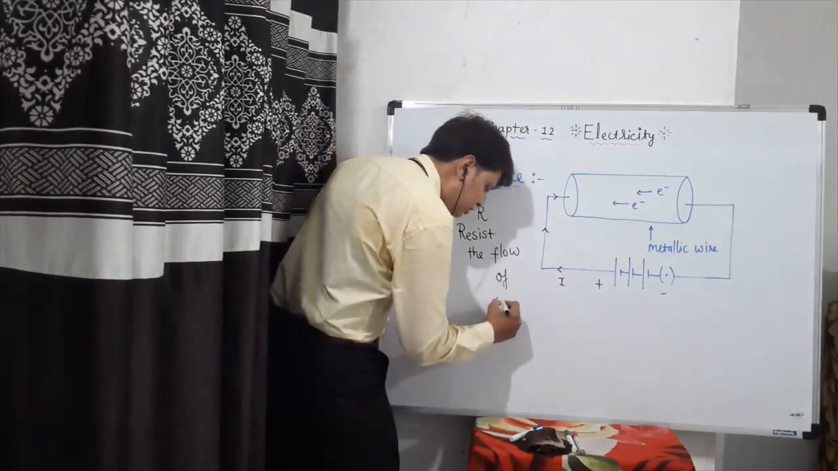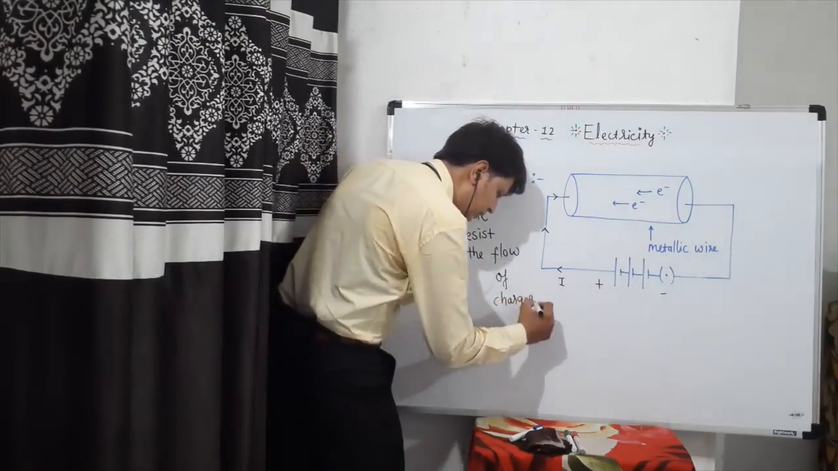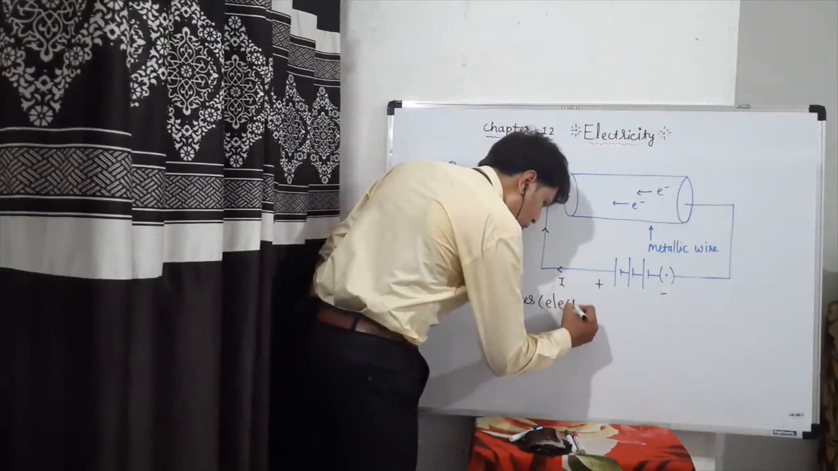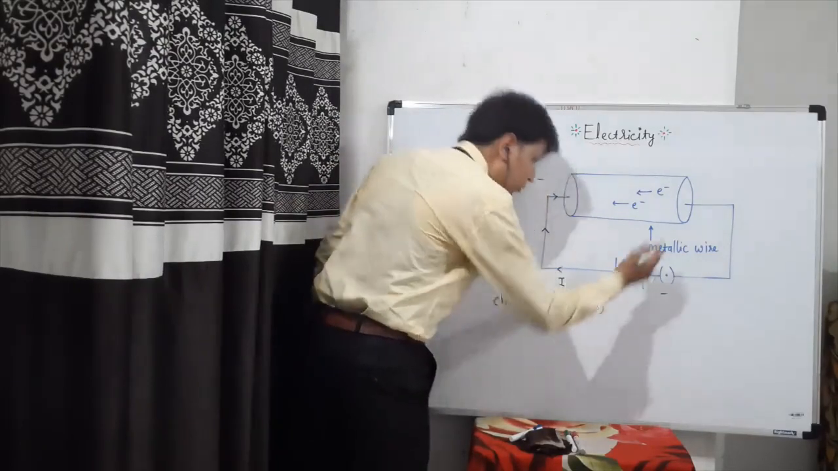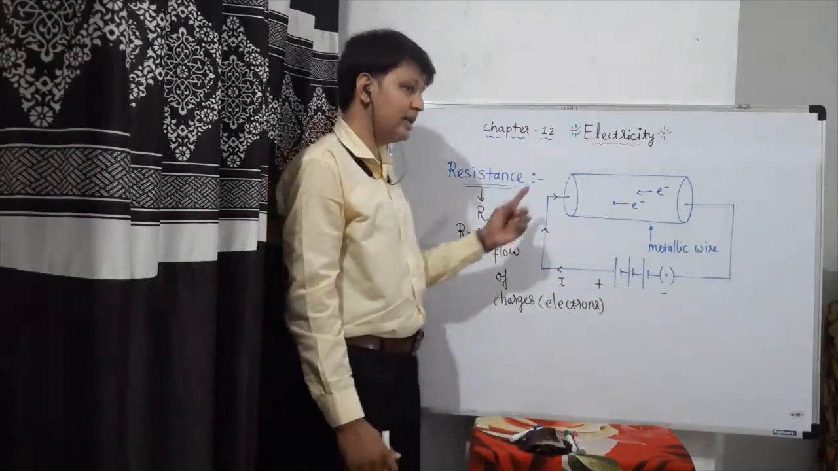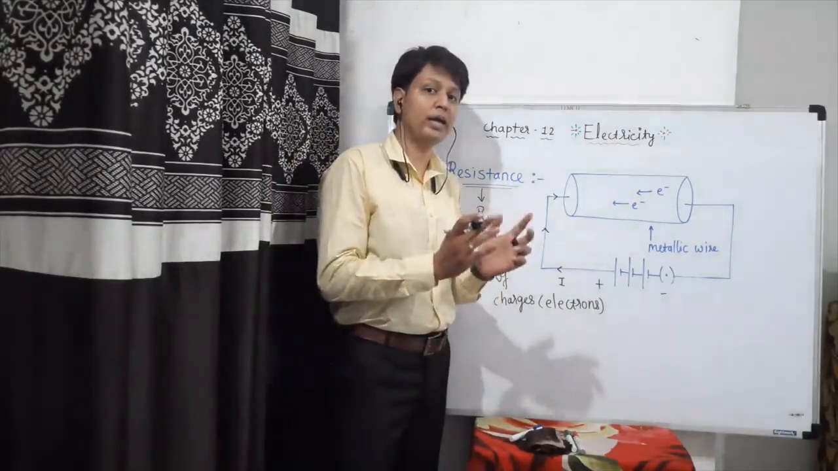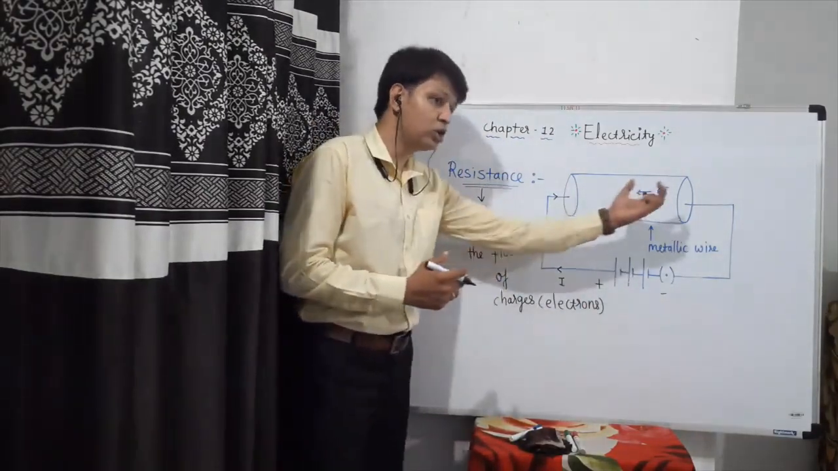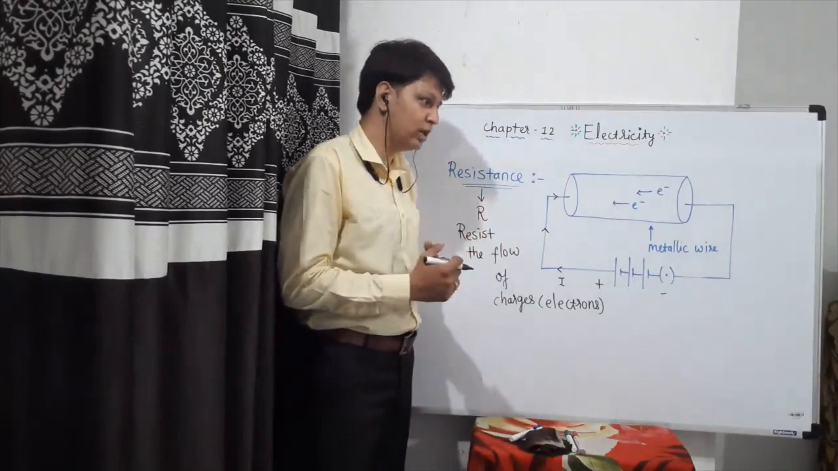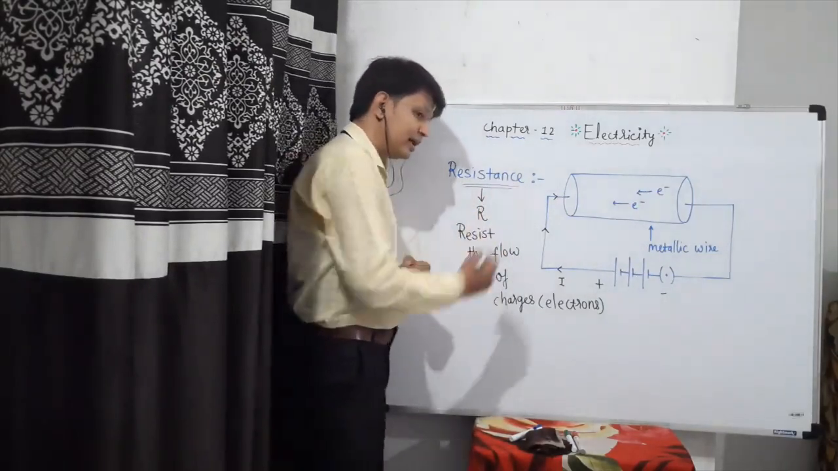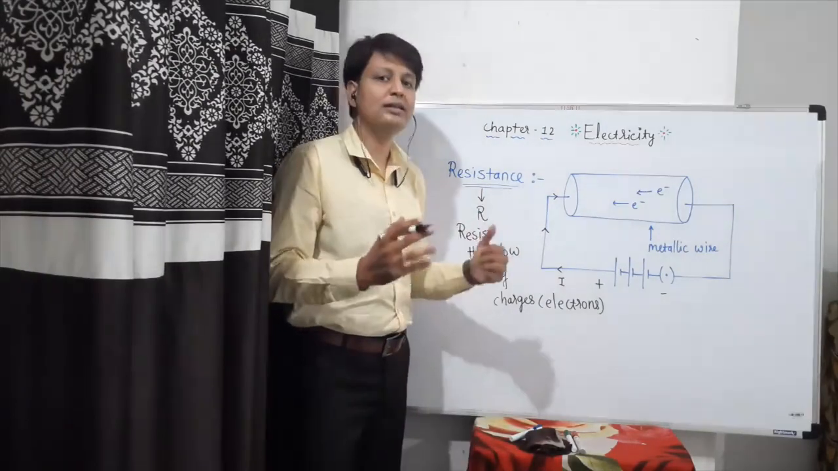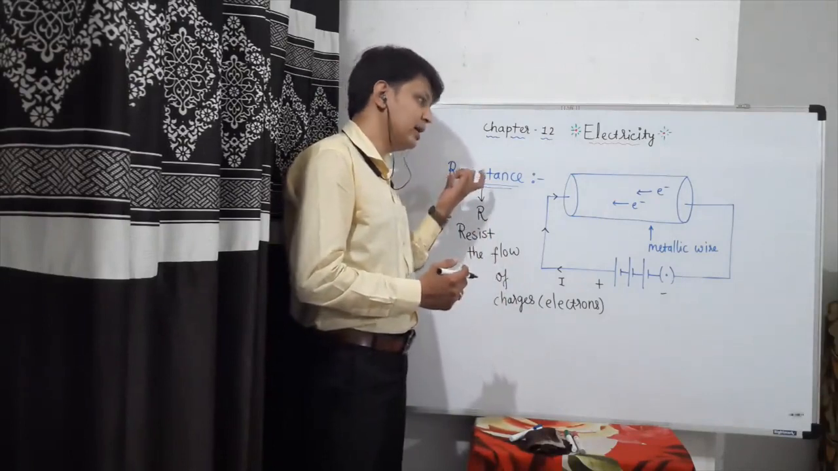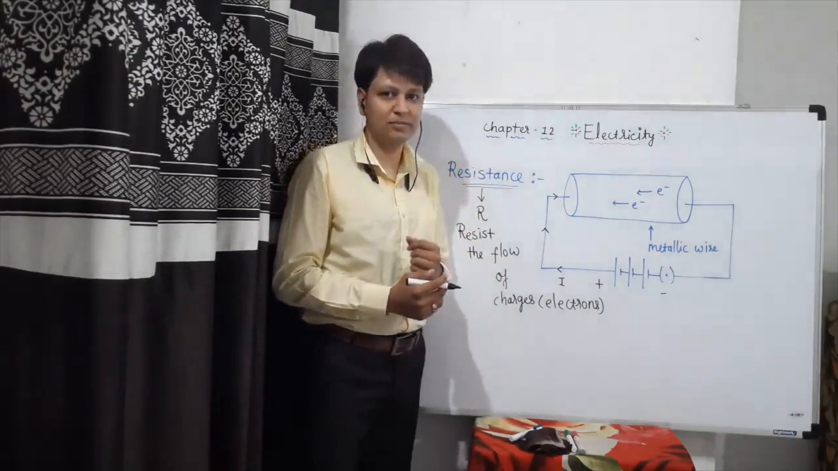of charges. And this flow of charges is none other than a group of electrons which are flowing through the conductor. That means electric current is constituted by a group of electrons, and the path or the motion of electrons is actually opposed by a characteristic of a material called resistance. So the flow of charges is restricted by a property called resistance.